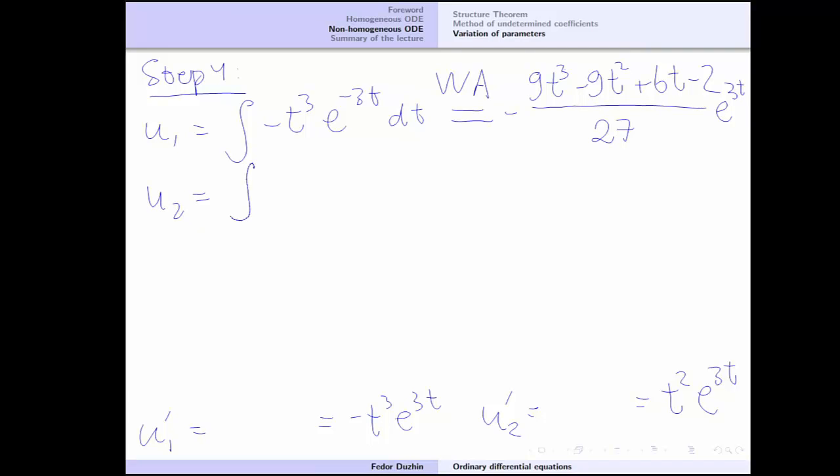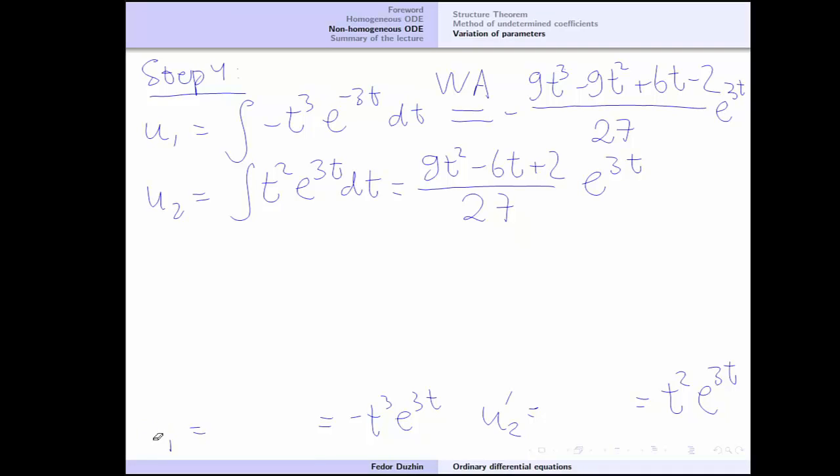So u2, in the same fashion, is going to be the integral of t squared e to the 3t dt, and again from Wolfram Alpha I know that this is 9t squared minus 6t plus 2, divided by also 27, times e to the 3t. Well, that's basically it.